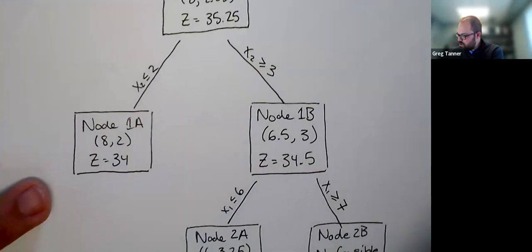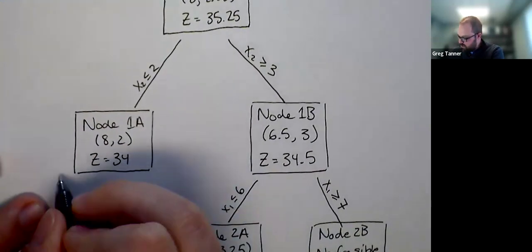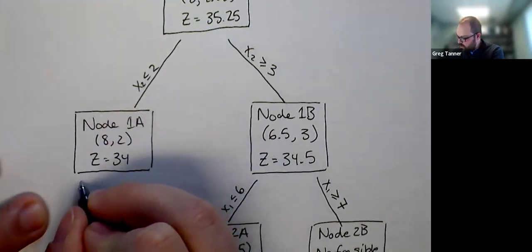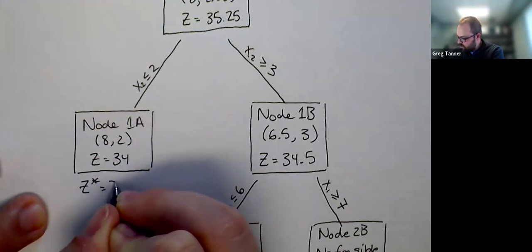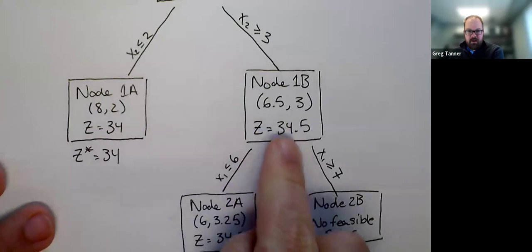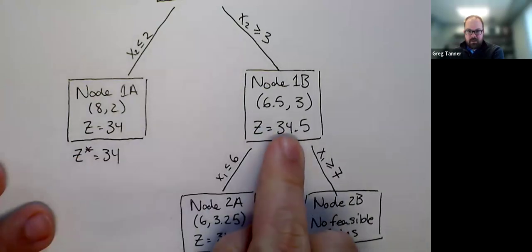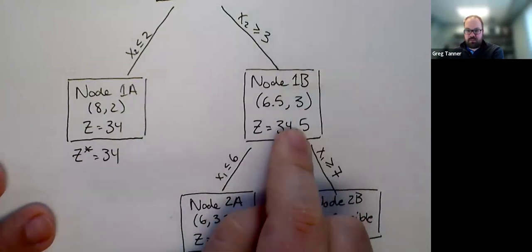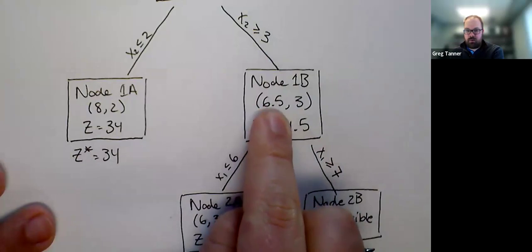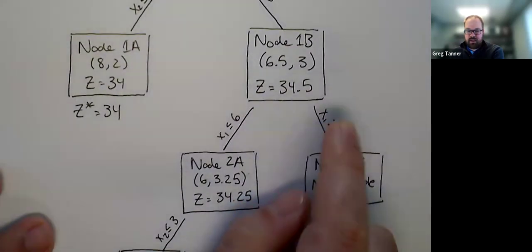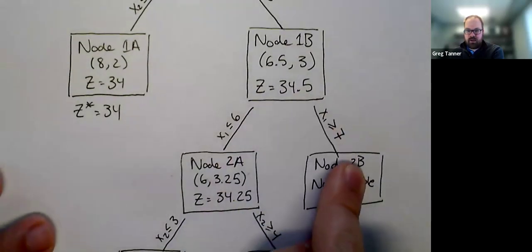1a ends up being an integer solution. That's the current best, and so you'd store this solution at this point and make a note that z star equals 34. Okay. And then that's going to be what we compare everything else to. Now looking at 1b, that's better than 34. And so we keep going on this node and we split on the non-integer variable here, rounding down to 6 and rounding up to 7. And that gives us nodes 2a and 2b.